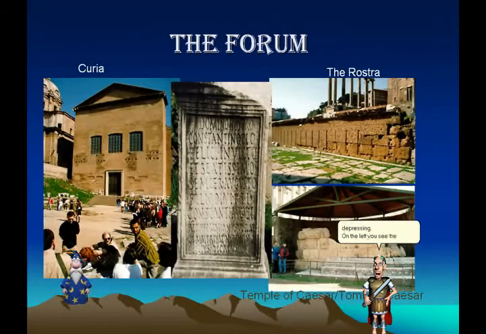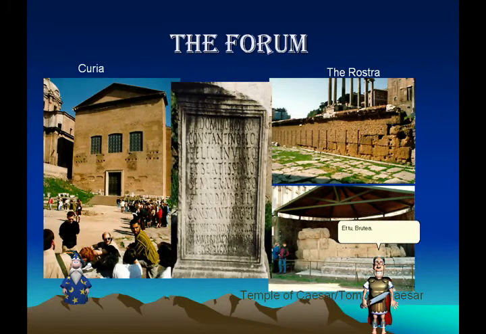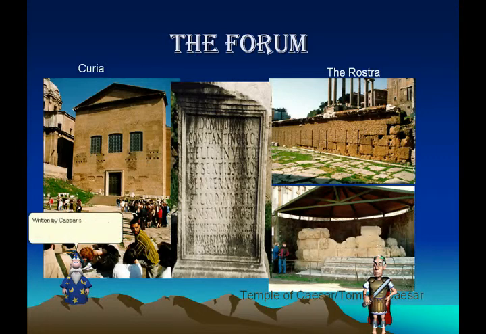On the left you see the Curia Julia, the normal meeting place of the Senate. In the 7th century the Curia was converted into the Church of St. Hadrian. Behind the Curia once stood the theater of Pompey, where Caesar was attacked by his friend Brutus on that fateful March day. Et tu, Brute? Written by Caesar's biographer Gaius Suetonius Tranquillus, this is what happened that day.